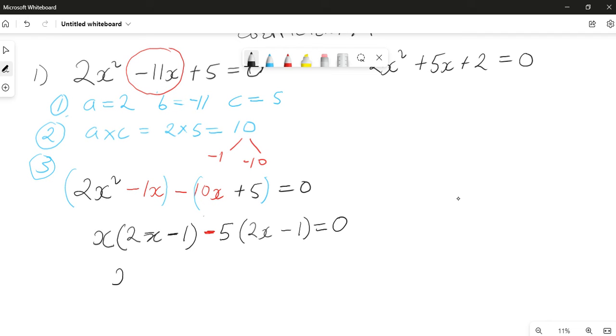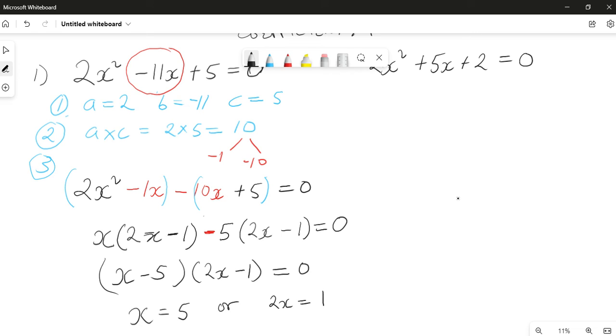Then we can now factorize. So we have x minus 5 and 2x minus 1 equals 0. And therefore, x equals 5, or 2x equals 1, or x equals 1 over 2.